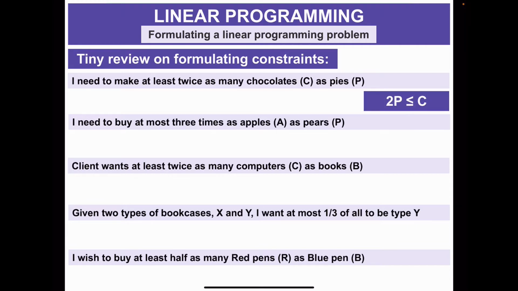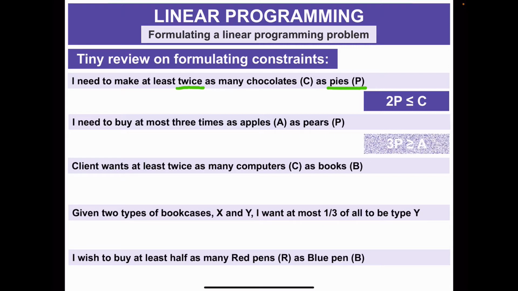If you have done it, you can check the solutions. In the first one, you should have 2p less or equal to c, because as I told you last time, twice always goes with the last variable in that sentence. If you forget the inequality and just read the sentence, twice as many chocolates as pies, then twice goes with pies and chocolates are equal. But because we have at least there, then chocolates must be greater or equal to.